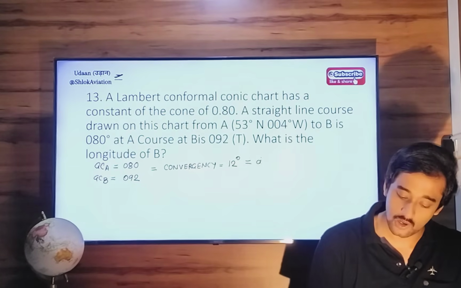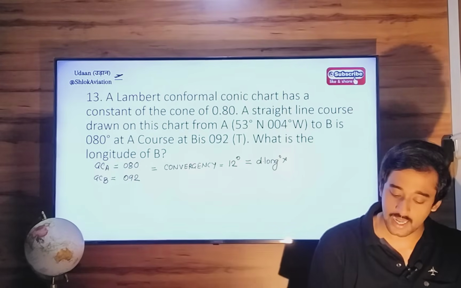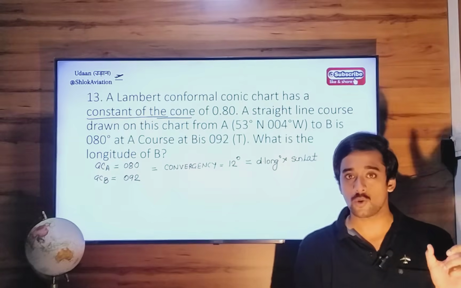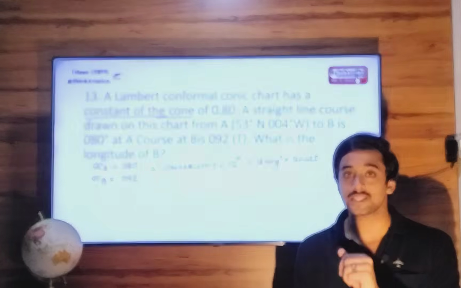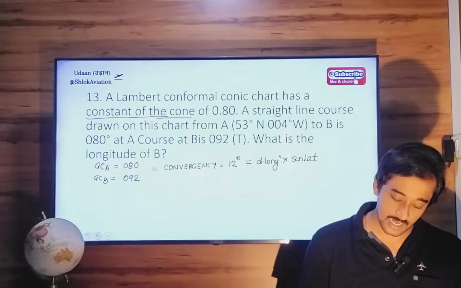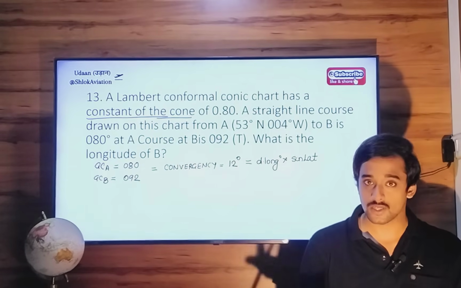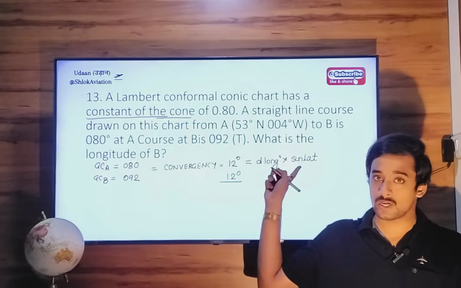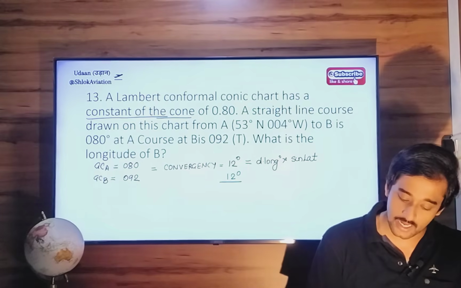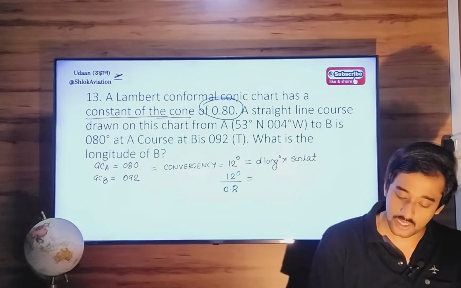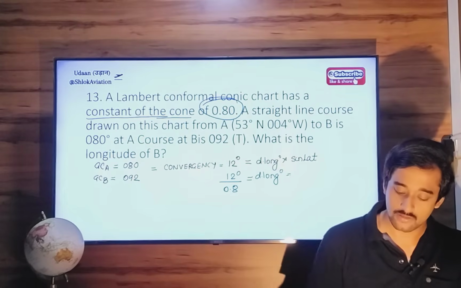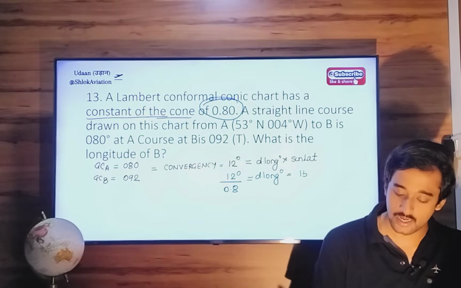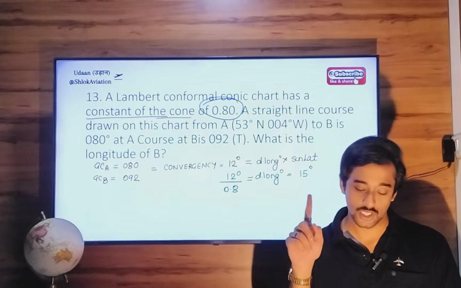What is convergence? d long in degrees into sine lat. Now here they have used the term constant of the cone. Constant of the cone is another terminology for sine of latitude. So instead of saying sine latitude, they have used the term constant of the cone. So 12 degrees divided by the constant of cone, or sine latitude, which is 0.8 given in the question, is equal to d long in degrees. So 12 by 0.8 is 15 degrees. So the d long between these two positions is 15 degrees.